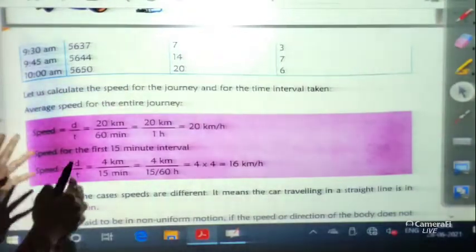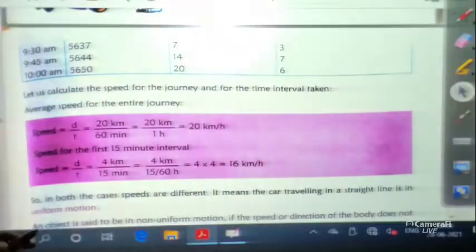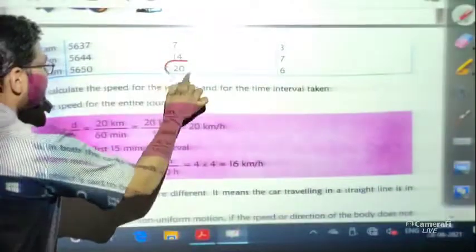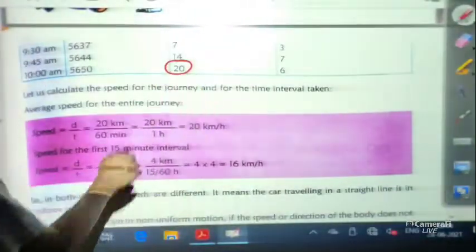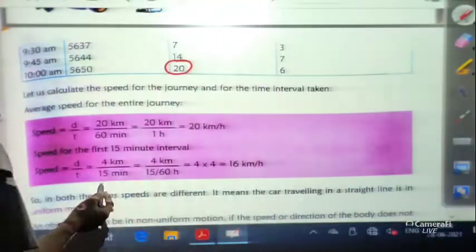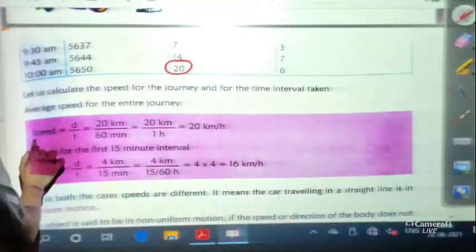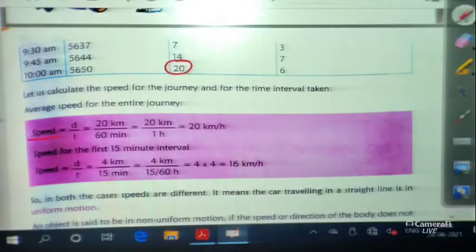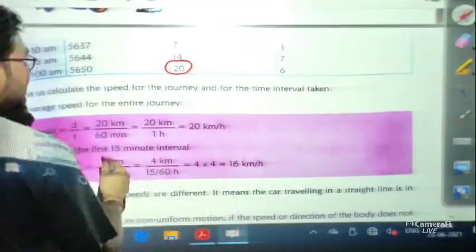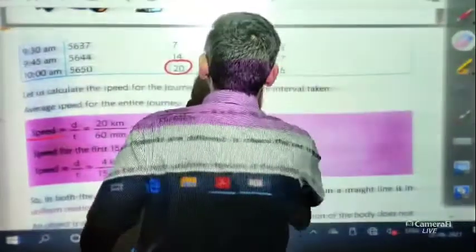First of all, let us calculate the total speed of the journey. What will be the total speed of the journey? Just have a look. Total distance is 20 and total time will be 60 minutes. So just have a look, speed is equal to distance by time. Okay, so 20 kilometer is the speed and distance is equal to, let me show you the distance first.